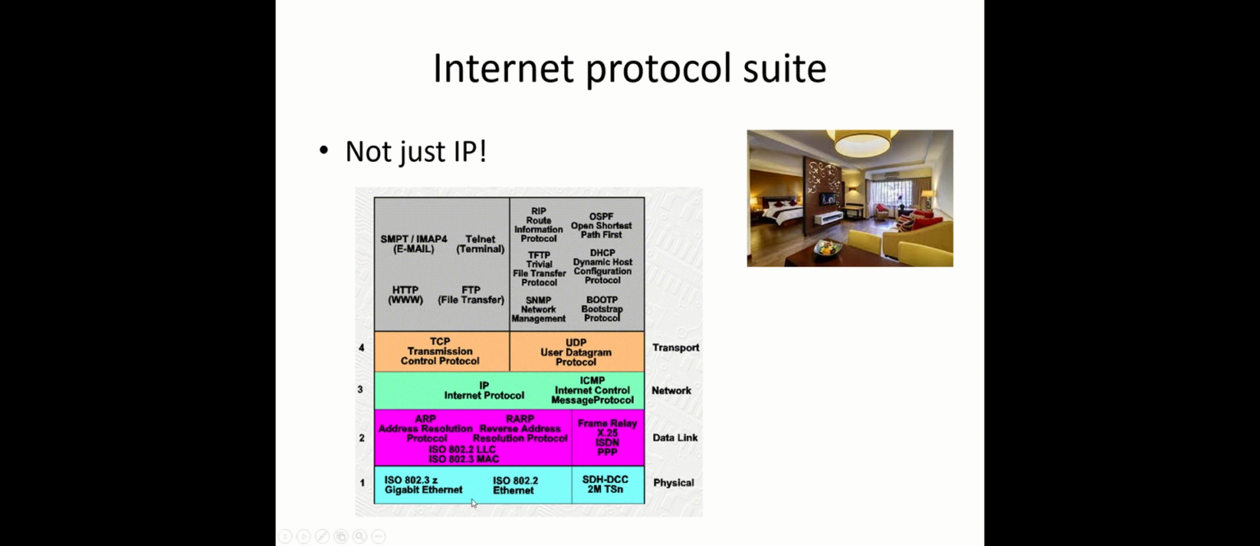Here it shows the physical layer and the data link layer, network layer, transport layer, and these are what we call application layer protocols. So why do we group them into layers? Well, we group them into layers according to their functions, and there's a reason why we do it.